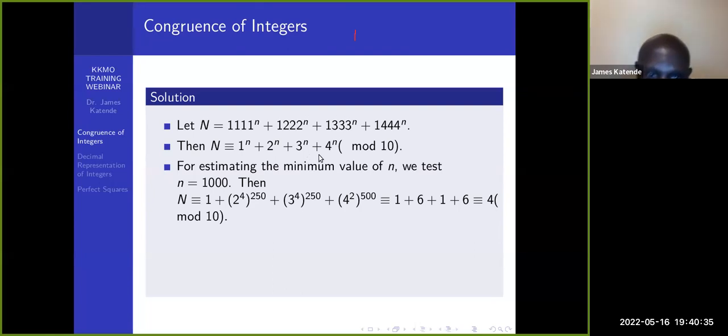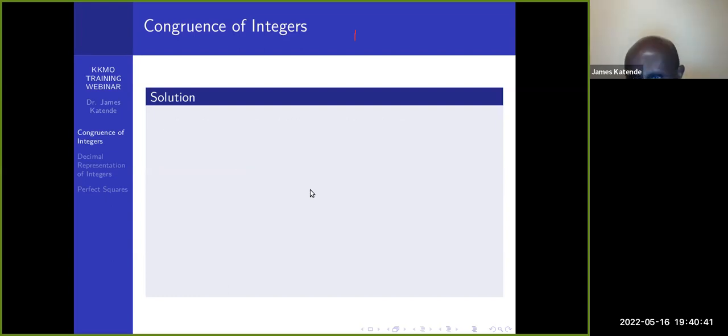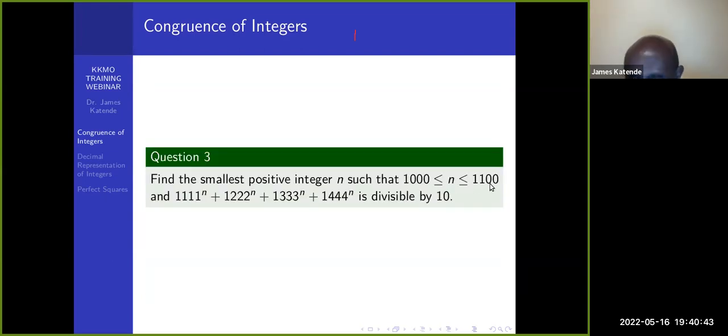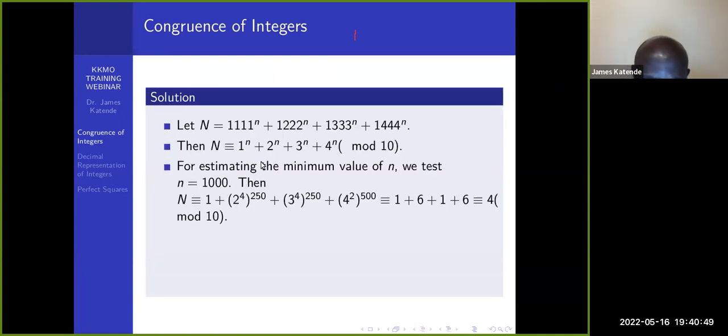So if you want to estimate the minimum value of n, we test. Remember, we had been given some bounds for n. n would be between 1,000 and 1,100. So if 1,000 works, then our work is done. If 1,000 works here, then we would have found the minimum one. So if you set n equal to 1,000, then you can write this as 1 raised to 1,000, which is just 1, 2 raised to 1,000, which is 4 times 250, and so on. You keep going like that.